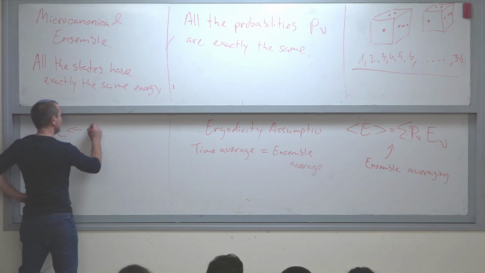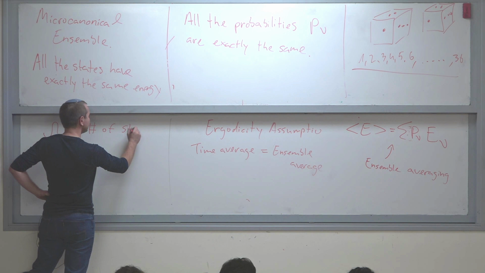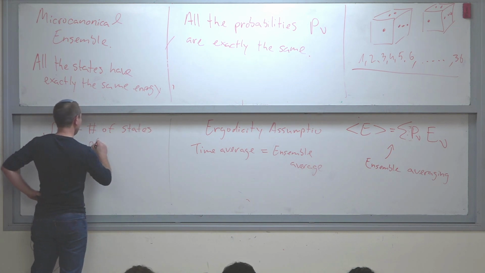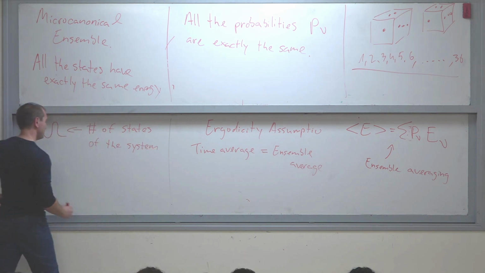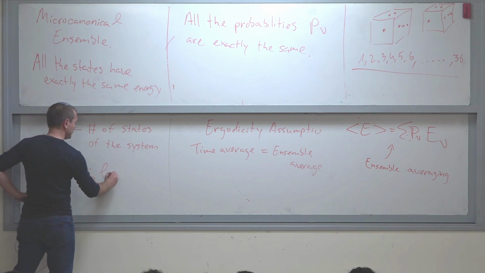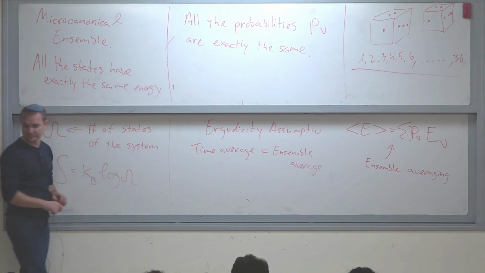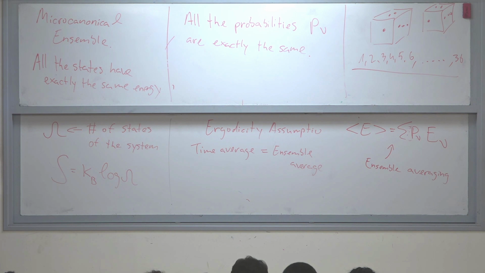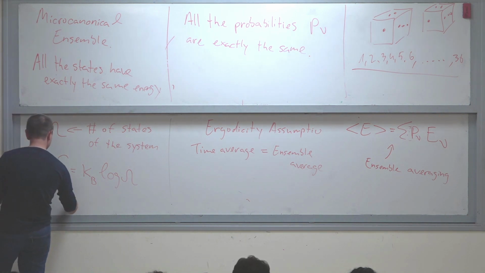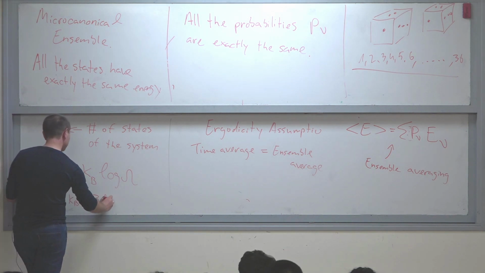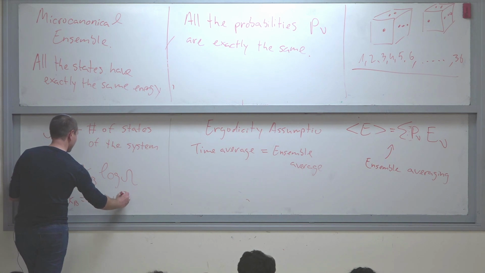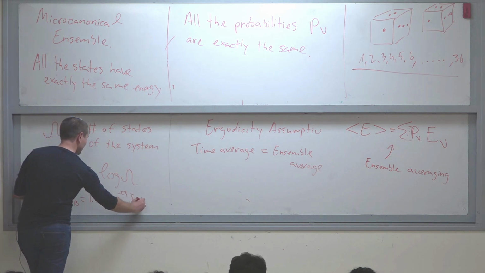So omega is the number of states of the system. The entropy is k Boltzmann log of omega. The value of this k Boltzmann, you never remember it, k Boltzmann equals 1.38 multiplied by 10 to the minus 3 Joule per Kelvin.